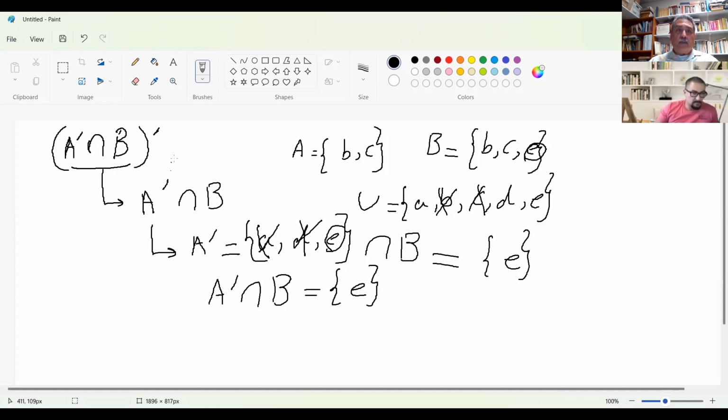But the original question puts that whole thing in parentheses and primes it. So if we put this whole thing and prime it, what I'm saying is whatever is in the universal set except E. I don't want E. So the answer would be A, B, C, and D. That's the answer.